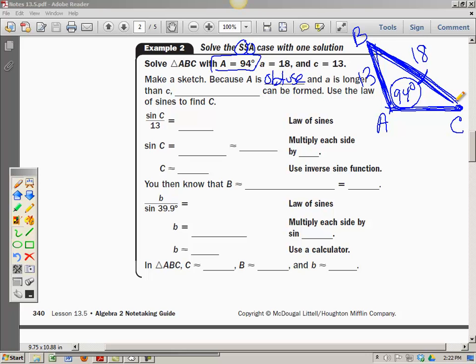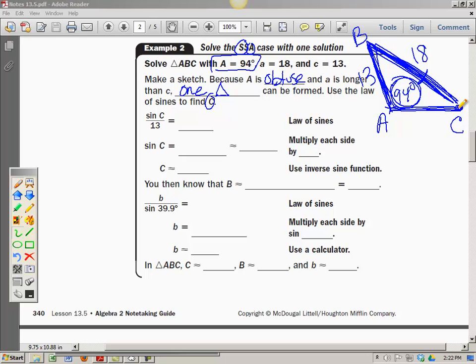Now all we have to do is start setting up some proportions here. Since A is obtuse and side a is longer than c, only one triangle can be formed. We'll use the law of sines first to find the angle C. Again, this is a capital C, so that's saying find angle C. I have side A and angle A, and I have side C and I want angle C. So let's start with that.